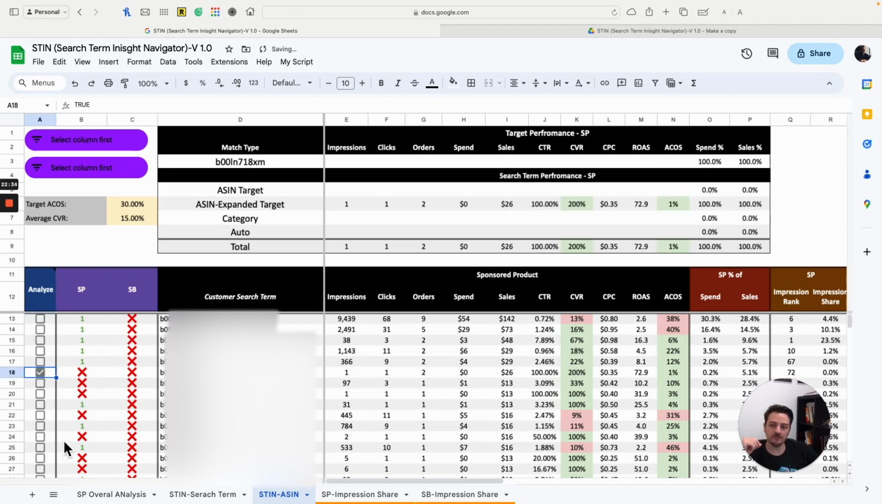So next, let's look at the next one. As you can see, it says in a sponsored brand, a product I'm not targeting. And here, pretty clear, I'm not targeting this exactly as a target. But down here, I can see it was triggered from ASIN expanded target and what my performance is. Interesting, 1% ACoS, 200% conversion rate. That's pretty interesting.